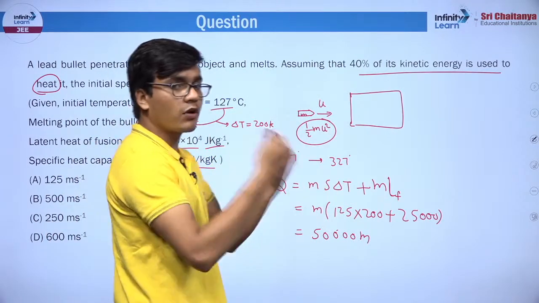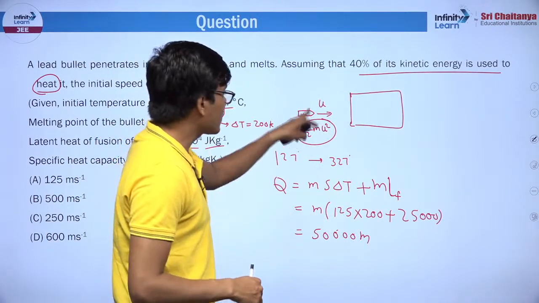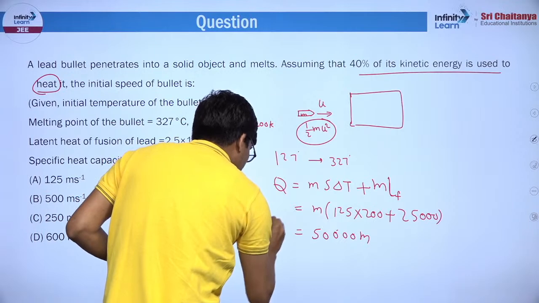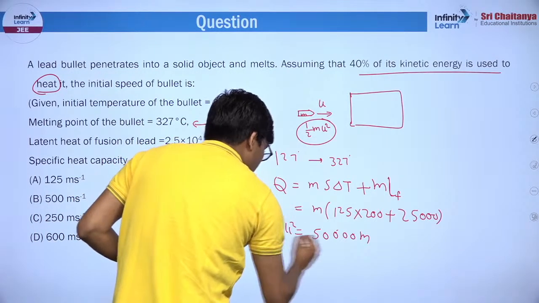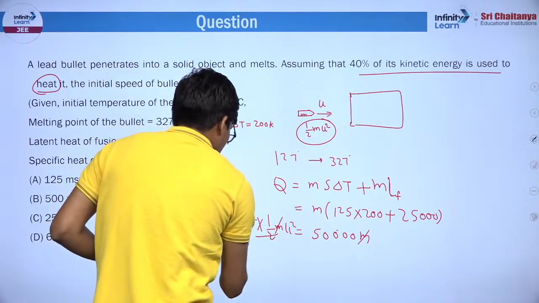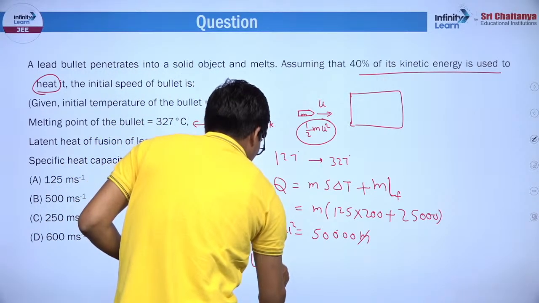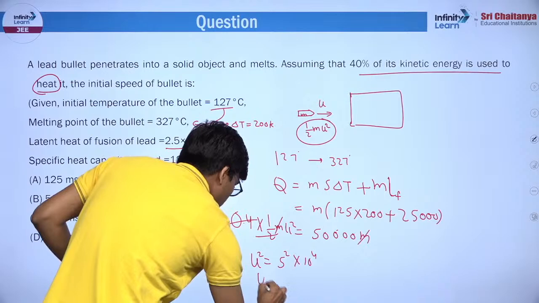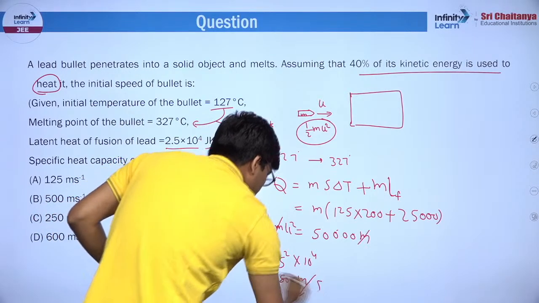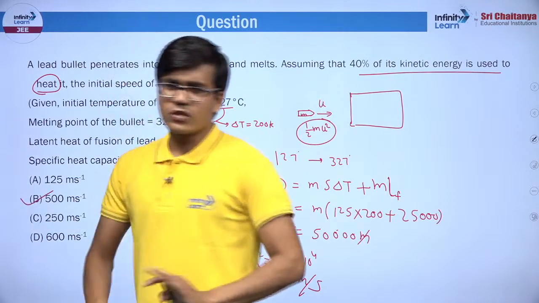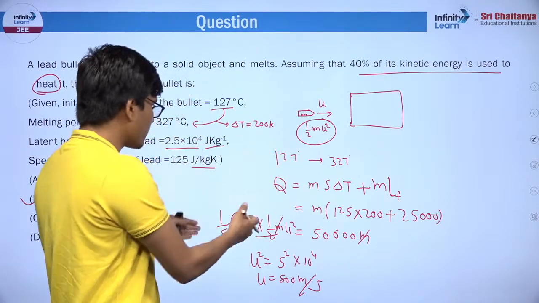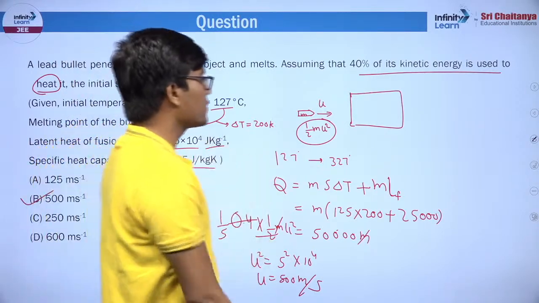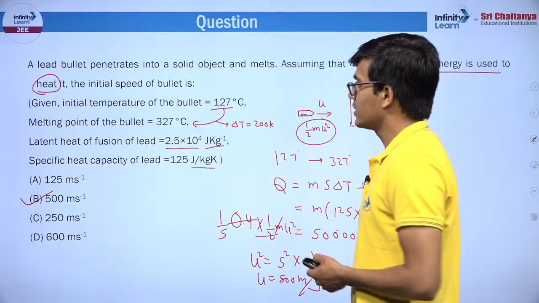And this heat, from where is this heat coming? From the kinetic energy, and entire kinetic energy is not getting converted, only 40% of half m v square is used. m and m will get cancelled. This is 0.2, so 1 by 5, so your u is 5 square into 10 to the power 4, so u will be 500 meter per second. That is B option. I would say a good question, a two chapter combined question and a little bit calculative question, but simple calculation. So I will put this question into medium category, not an easy category.